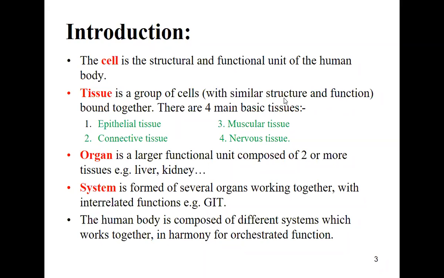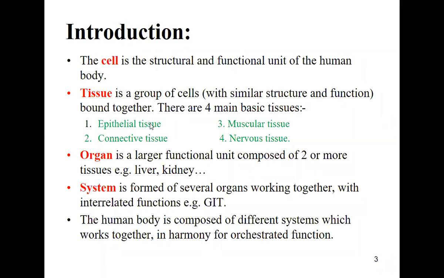So when a group of cells with similar structure and function bound together, then it is called tissue. If cells of different types come together, no, it is not called tissue. So when a group of cells with similar structure and function come together, then it is called tissue. There are four main basic types of tissues.